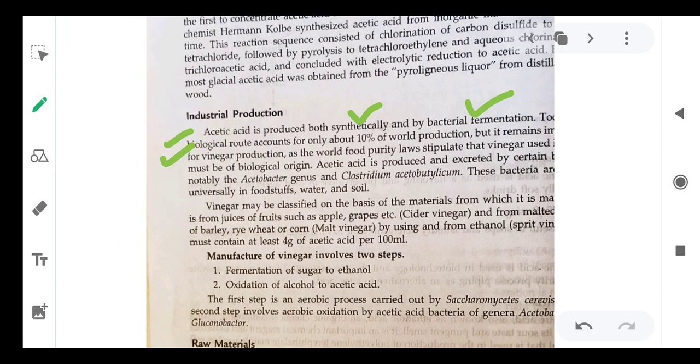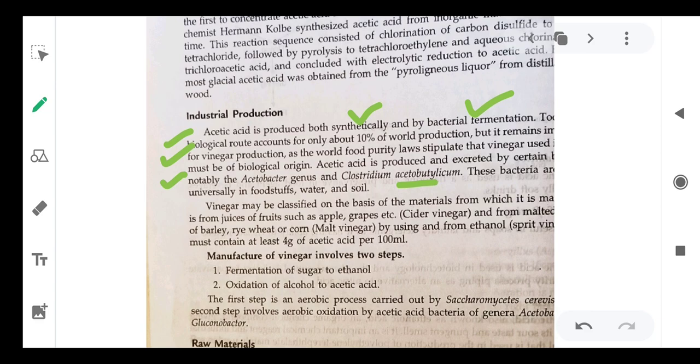Now, you know that acetic acid is produced and excreted notably by the Acetobacter genus and Clostridium acetobutylicum, and these bacteria are found universally in foodstuff, water and soil.